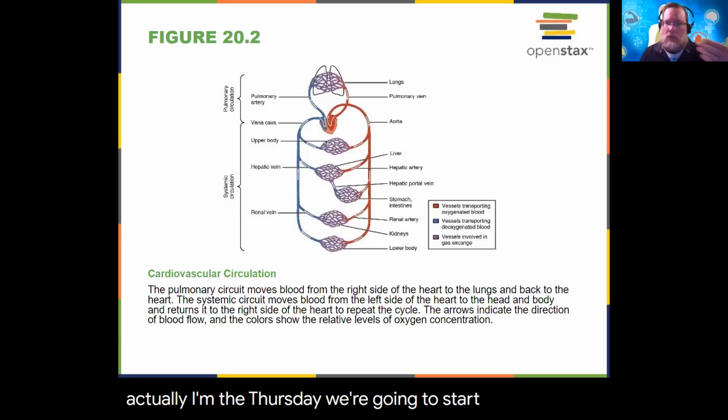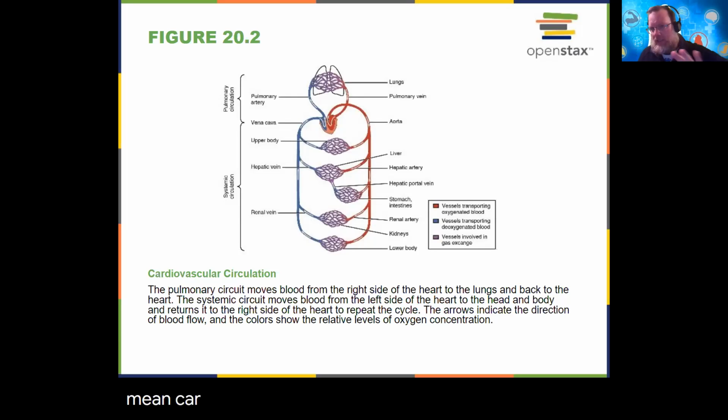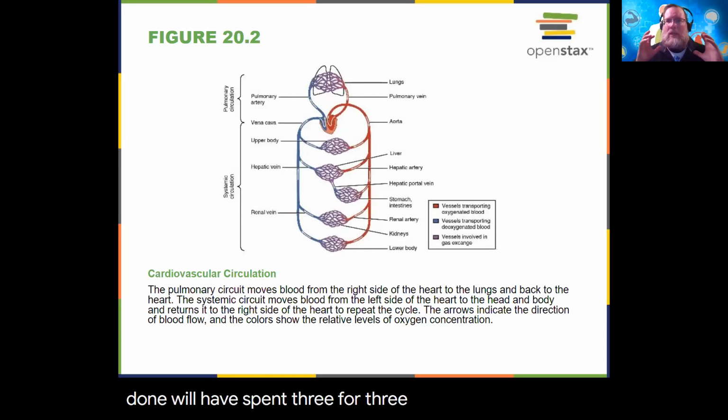So it's very important that, and we'll see it again next week, or actually on the Thursday, we're going to start looking a little, I mean, cardiovascular segueing into pulmonary and respiratory is perfect. So we're just, like I say, going to keep the train moving. And Thursday, we're going to start looking at respiratory in a little more detail. So we'll see the pulmonary circuit again, is my point. By the time we're done, we'll have spent three or four classes discussing the pulmonary circuit.